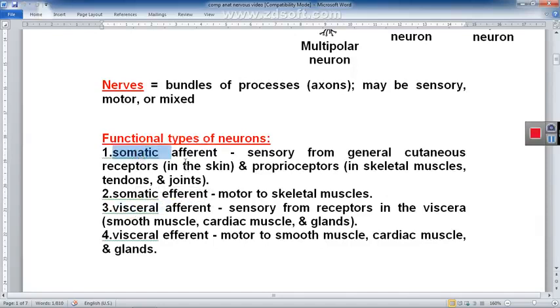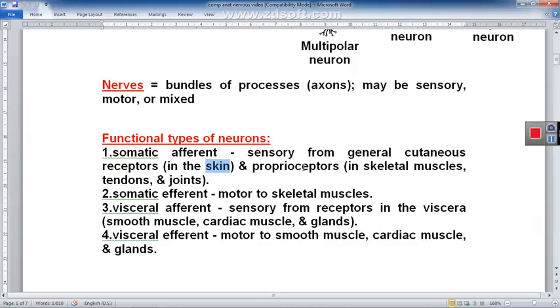In addition to that, the term afferent refers to a neuron that is functioning for receiving sensory impulses, and efferents are neurons that are related to motor function. Therefore, somatic afferent means that this type of neuron is related to transmission of sensation from a somatic part of the body, just like the skin, muscles, bone, joints, and so on.